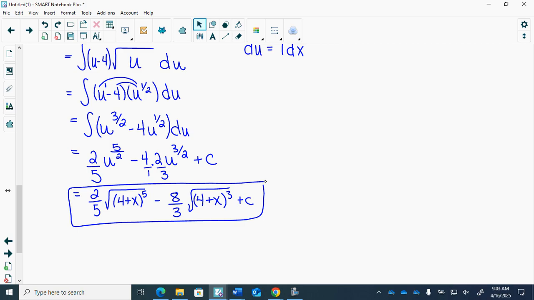Okay, definite integral. Means we have letters on it. And by letters I mean numbers. Whew, I need a break.